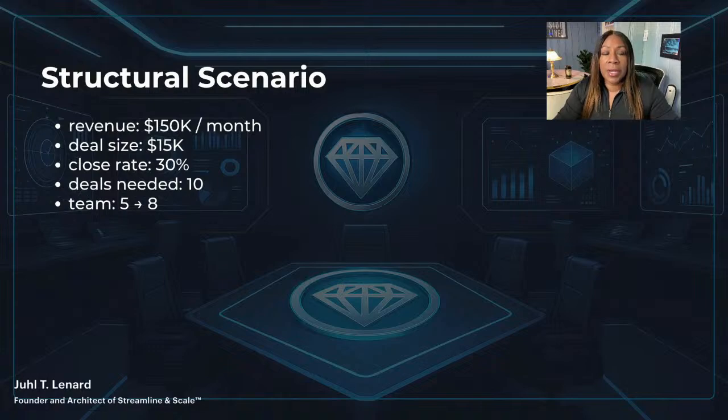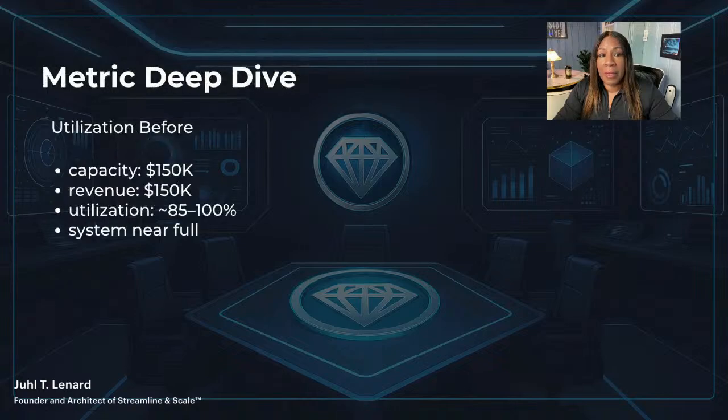So let's take a look at a scenario like we do every week here on Profit Visibility Lab. Revenue is 150K. The deal size is 15K. The close rate is 30%. You need 10 deals, and the team size is 5 to 8. In terms of the metrics, we'll look at the utilization before and after. So the utilization before was matching capacity, was matching revenue. And the utilization was at 85 to 100%. So the system is nearly full.